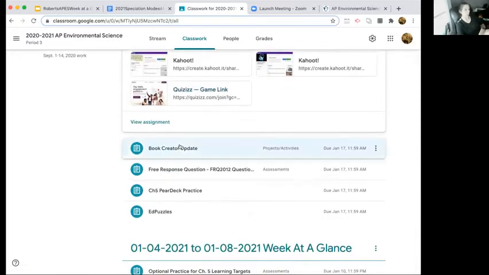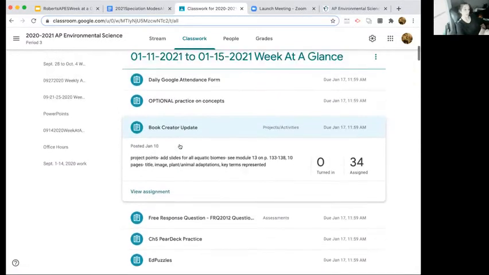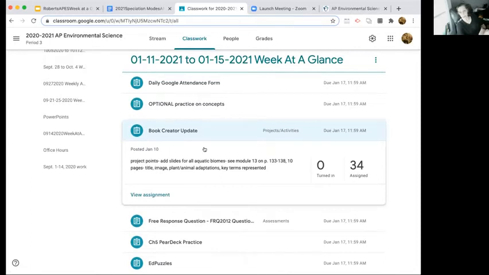All right, Book Creator. This is a little different in terms of biomes. We are not doing the same way we did terrestrial biomes. What you're doing is going to page 133 to 138. I didn't feel like we really covered that with enough detail for what will be on your exam in May.